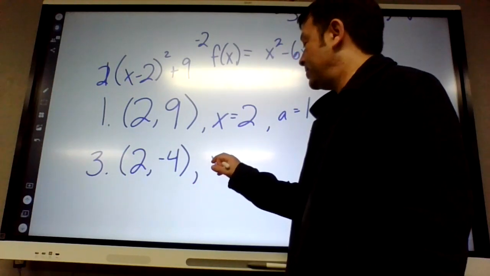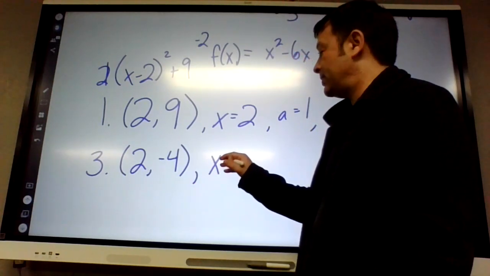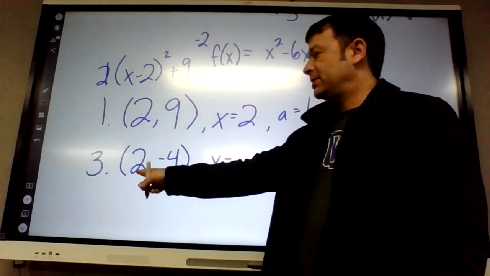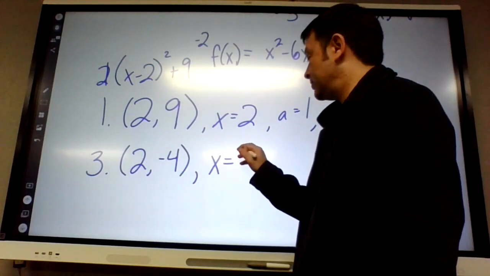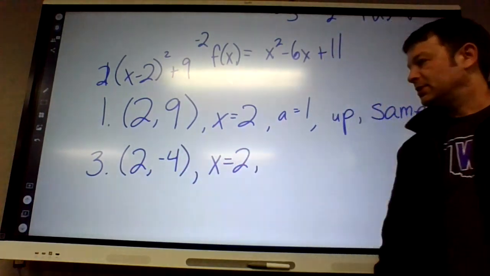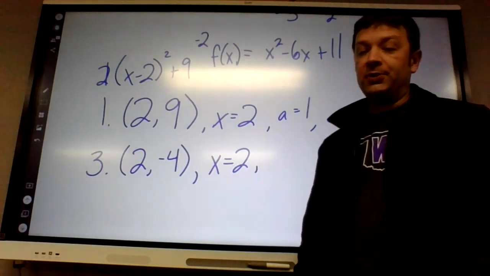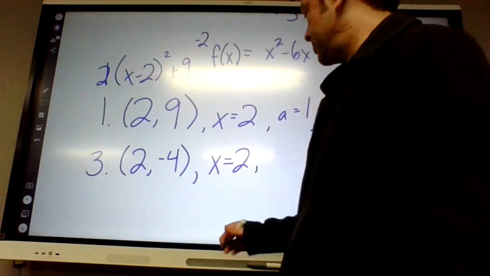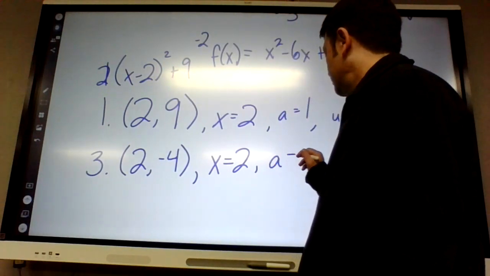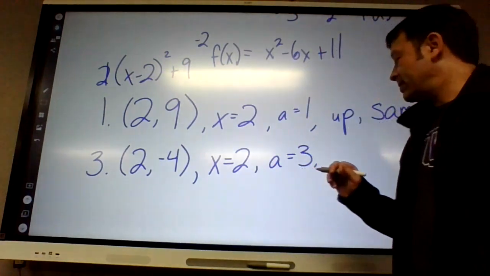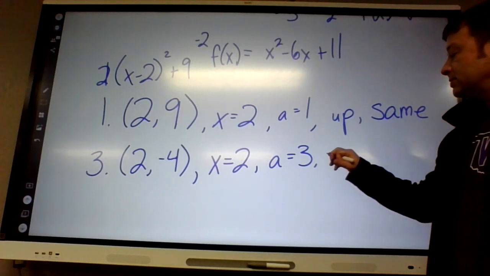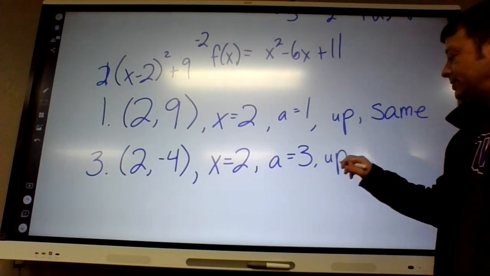What's the equation for the axis of symmetry or the line of symmetry? X equals 2. Yeah, it's just going to match the x coordinate of the vertex. What's the a value? What's the number on the front? 3. Will the parabola open up or down? Up. Up because it's a positive 3.